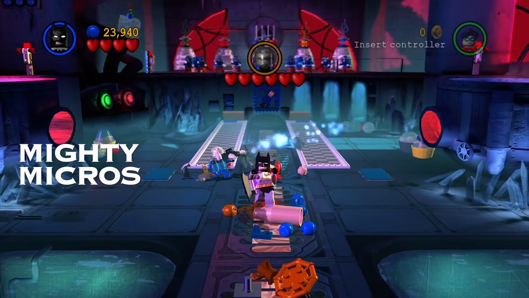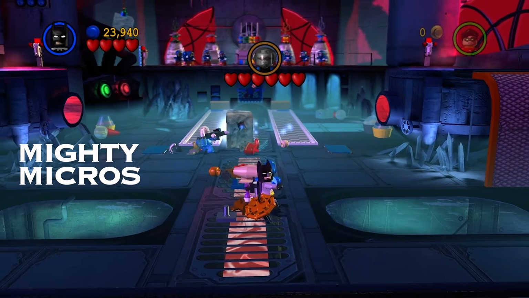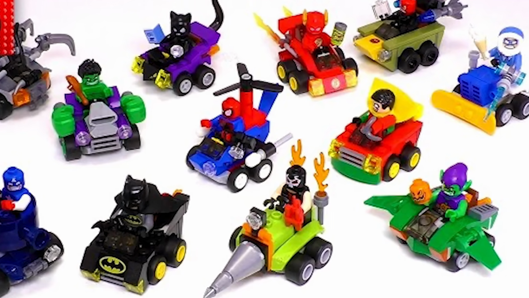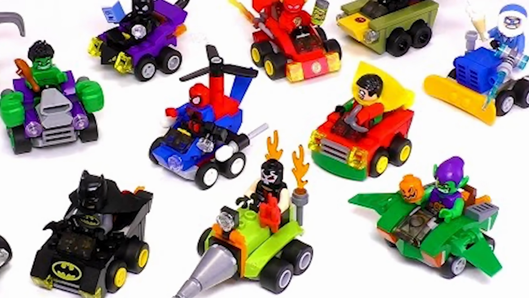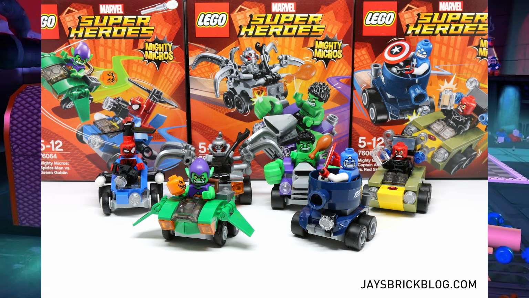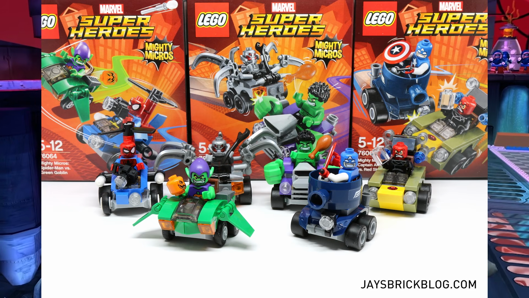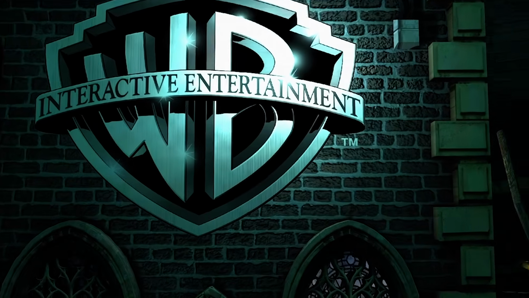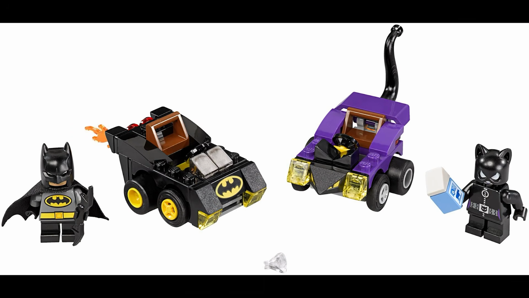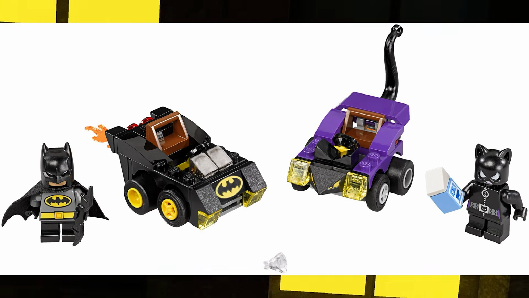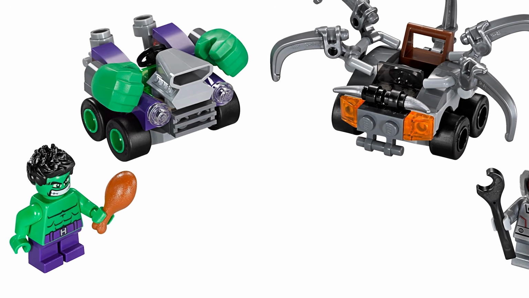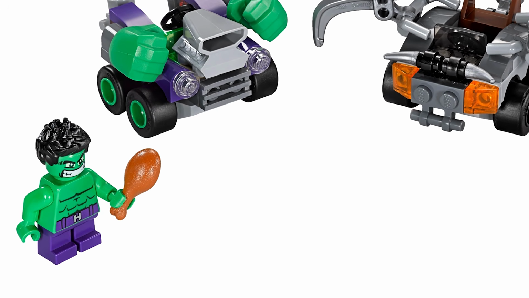Mighty Micros. Mighty Micros was this sub-theme of both DC and Marvel superheroes based off of these kind of like go-kart builds. All the sets were $10. They included a kind of more minimalist and cartoony version of a superhero and supervillain with short legs, and then they kind of had a cartoonish accessory as well. For example, Catwoman had a carton of milk because cats like milk, and Hulk had a drumstick because, you know, he likes to eat, I guess.